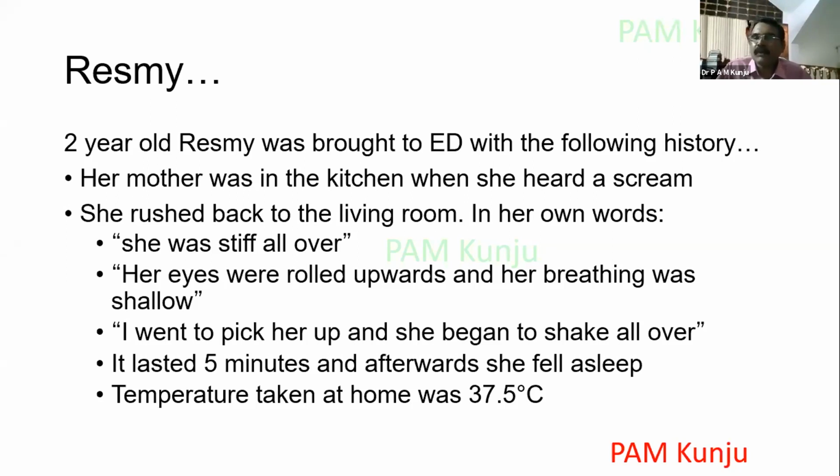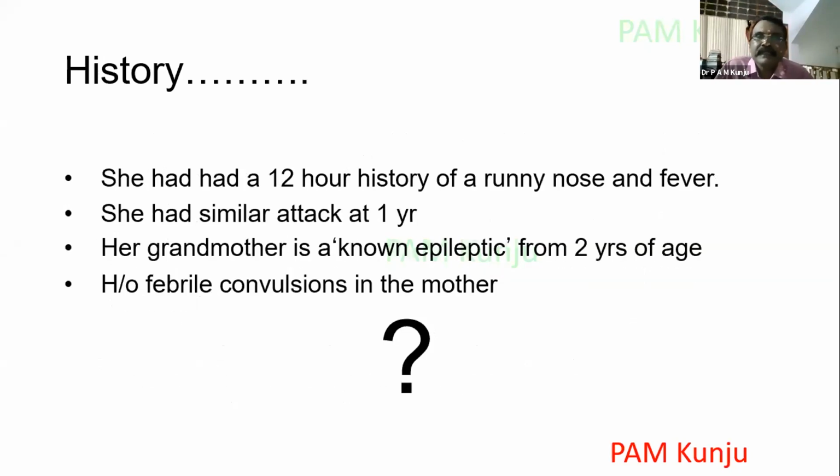Temperature taken at home was only 37.5 degrees Celsius. And she had a 12-hour history of a runny nose and fever earlier, but now you would have seen the temperature. She had a similar attack at 1 year. Her grandmother is a known epileptic from 2 years of age, and the mother had a history of febrile convulsion. I think, Abhiram, you can unmute either yourself or Bennett. And what will be your idea about this case, and will you do an EEG or not?